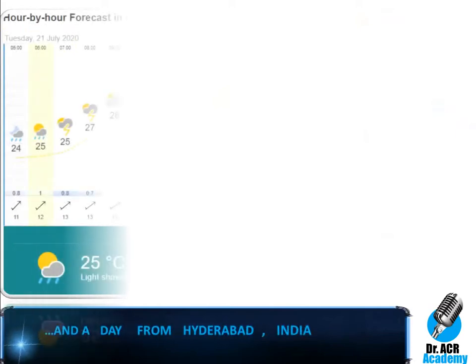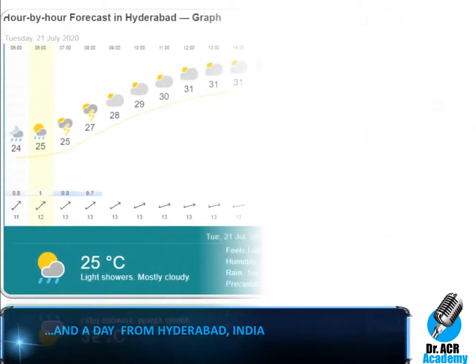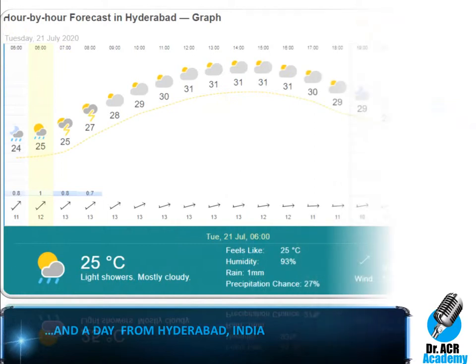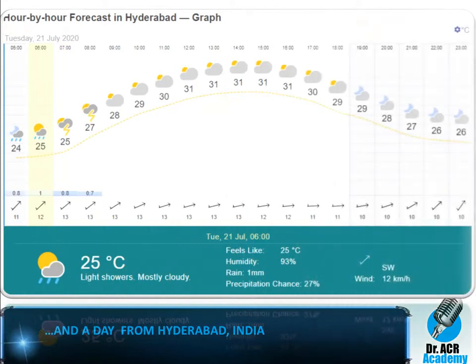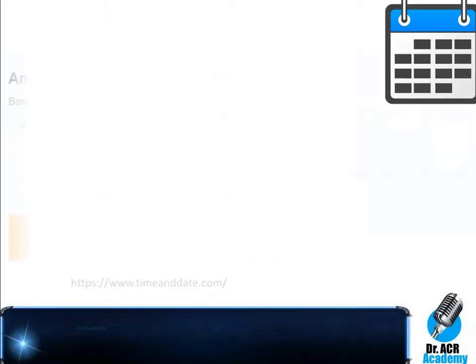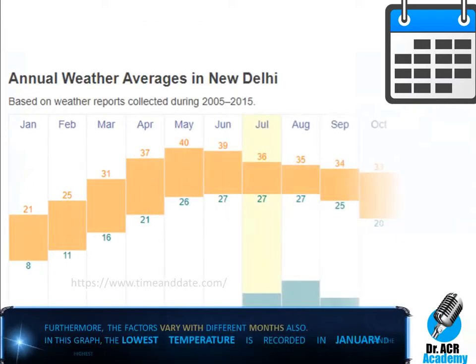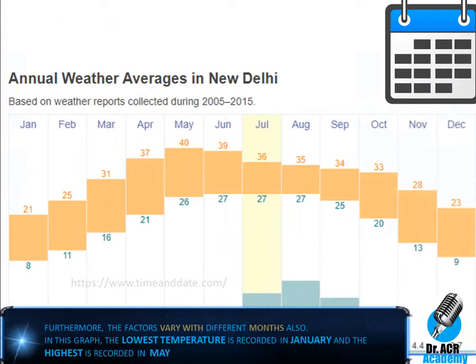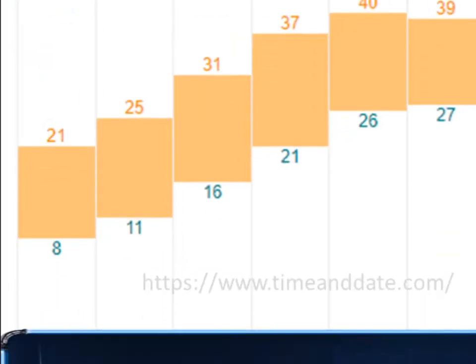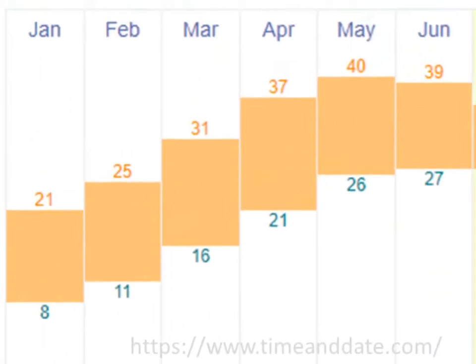And a day from Hyderabad, India. Here you can see a chart related to rainfall in Hyderabad. This chart shows the changes by hour in Hyderabad. Furthermore, the factors vary with different months also. In this graph, the lowest temperature is recorded in January and the highest is recorded in May.